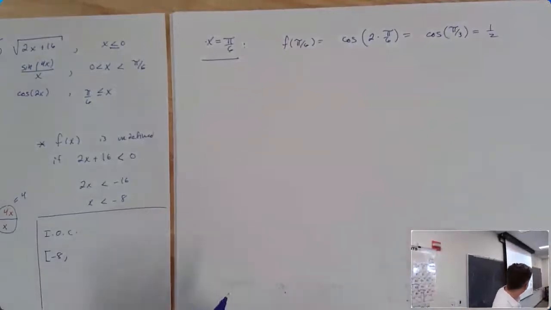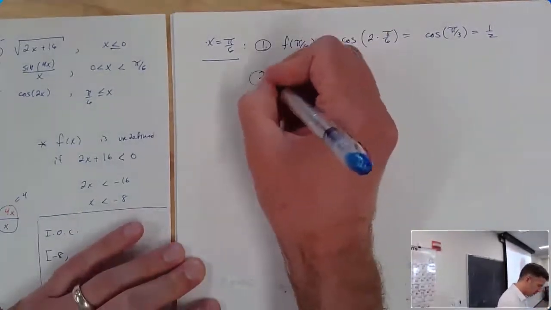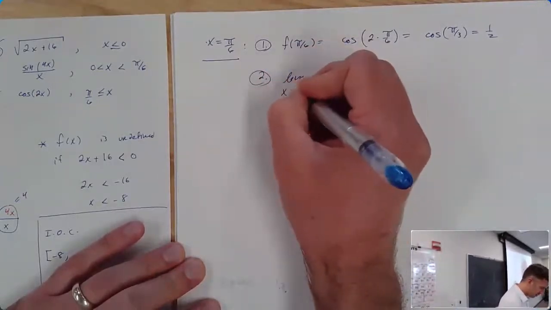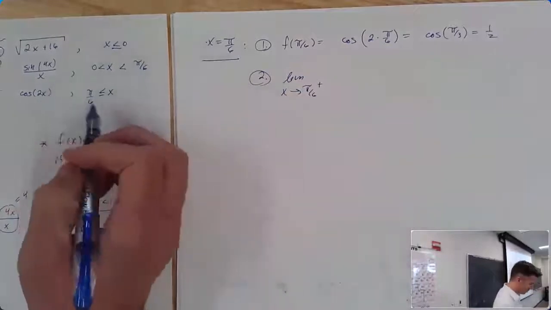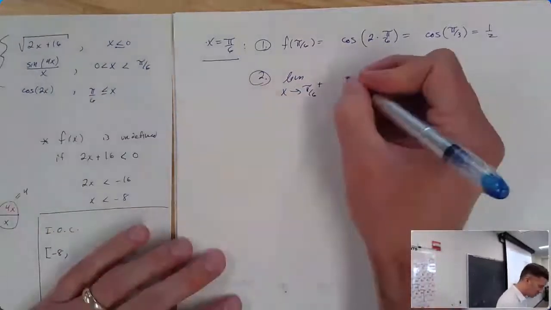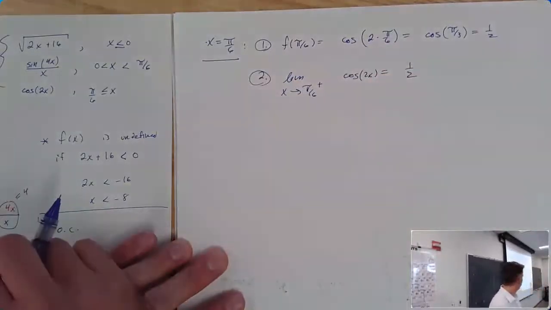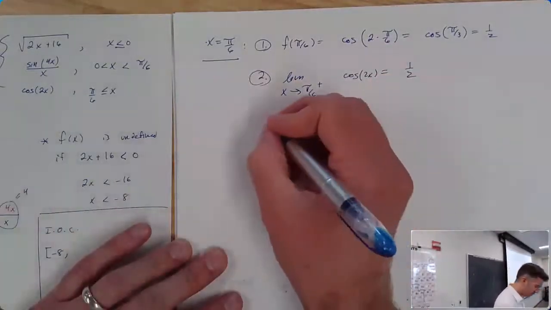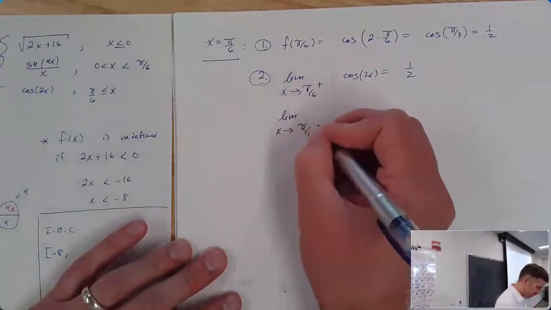So now we need to look at the limit. Step 1, the function certainly exists there. Step 2, the limit as x approaches pi over 6 from the right is just going to be the same, because pi over 6 from the right is still that same piece of the function. So we can just say that's equal to 1/2. We don't have to do any more work than that. But then we have to do the limit from the other side of pi over 6, so the limit as x approaches pi over 6 from the left.